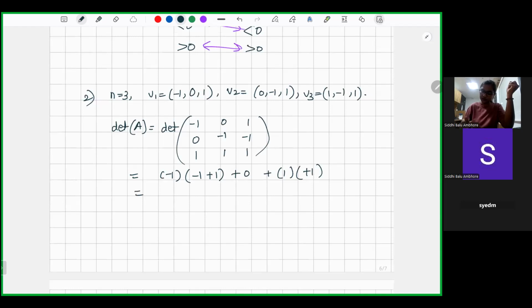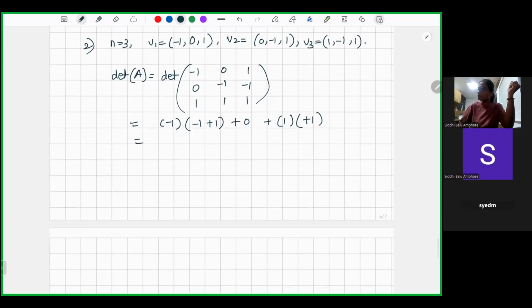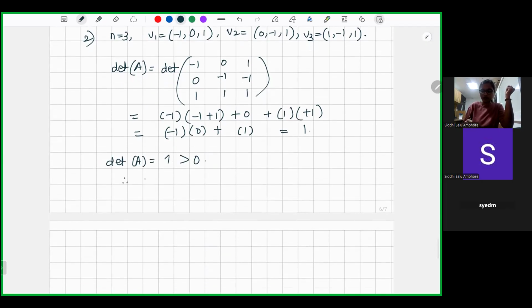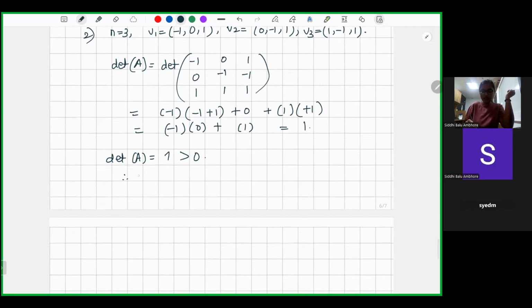That is, what is it? It is minus 1 times 0 plus 1, so that is just 1. So the determinant of A is 1, that is positive, right? Yes, it's 1. Therefore, it has standard orientation. Therefore, the given basis has the standard orientation.